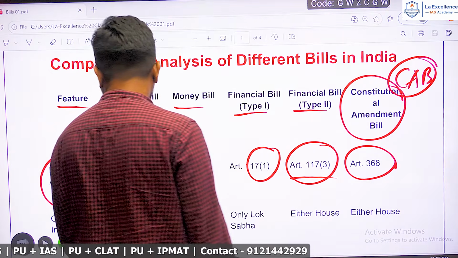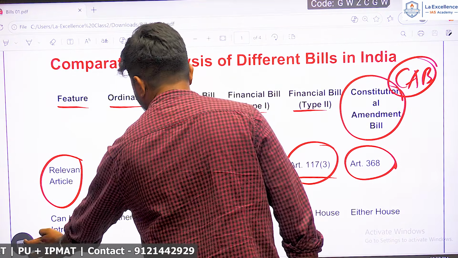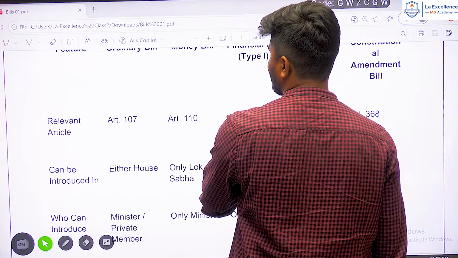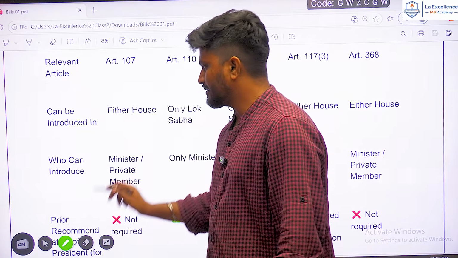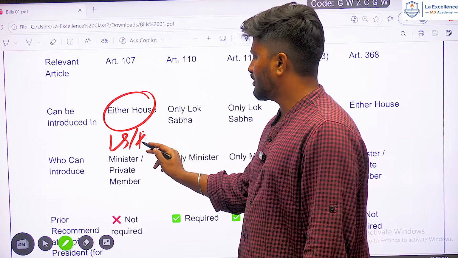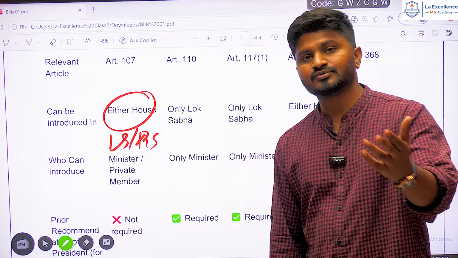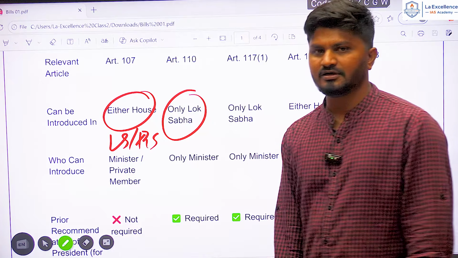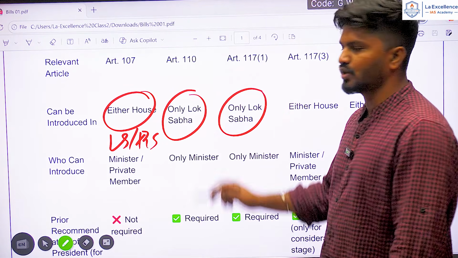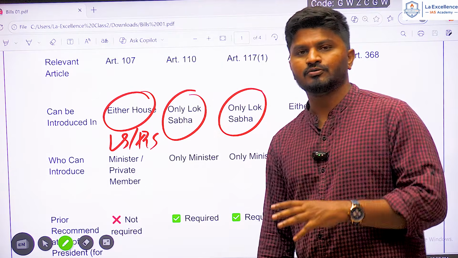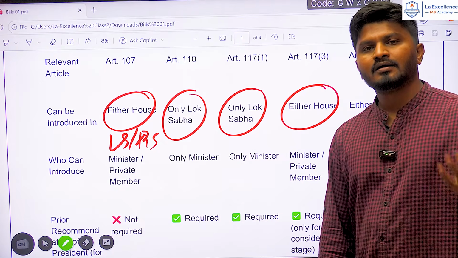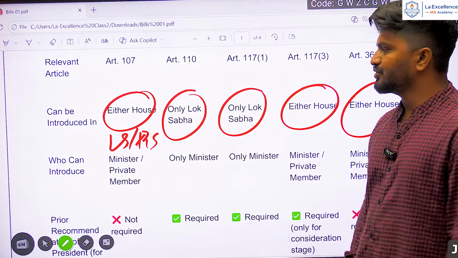Next is, where can it be introduced? In which house can it be introduced? For ordinary bills it can be introduced in either house, in the sense it can be introduced either in Lok Sabha or in Rajya Sabha. When it comes to money bill, only Lok Sabha. When it comes to financial bill type 1, again only Lok Sabha. When it comes to financial bill type 2, it can be introduced in either Lok Sabha or Rajya Sabha. And the amendment bill can be introduced in either house.